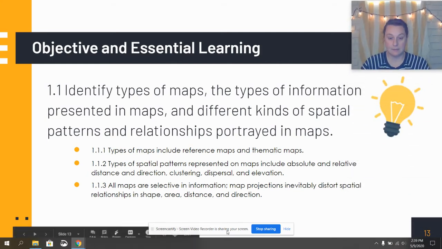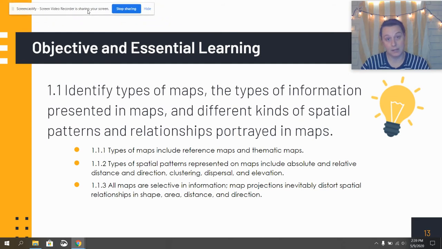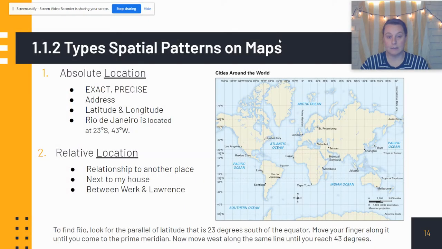And you're probably like, Ms. Pavley, what the heck is a spatial pattern, right? Well, that's what we're explaining. So let's talk about the first ones.